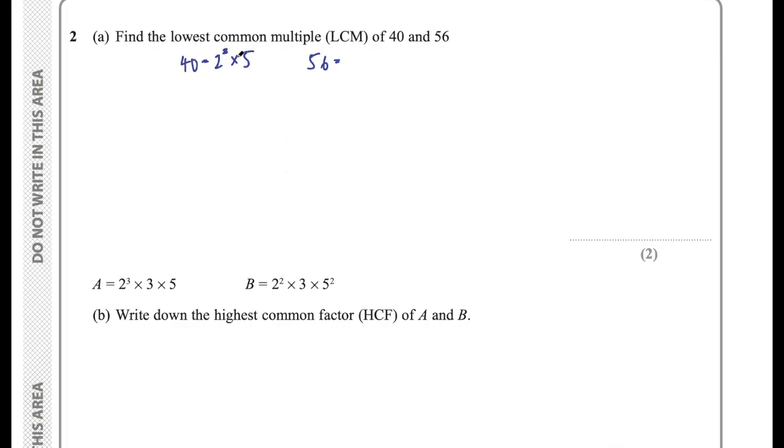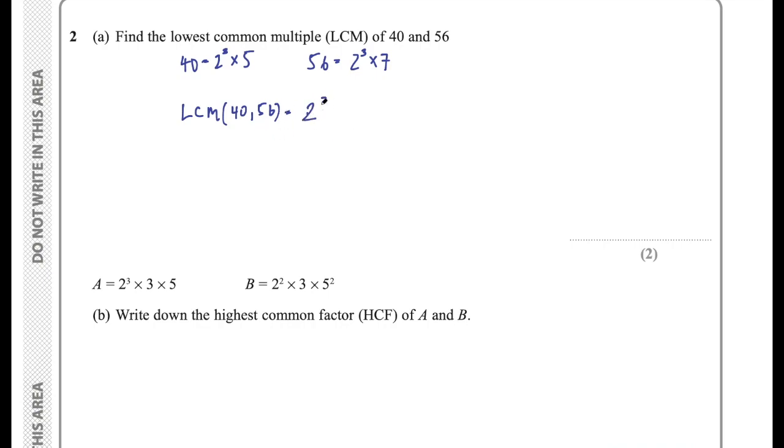So 40 is 2 cubed times 5, 8 times 5, right? 56, we could think of that as 8 times 7, so 2 cubed multiplied by 7. And the lowest common multiple of 40 and 56 is we take the highest power of each prime factor. So 2 to the power 3 is in 40 and 2 to the power 3 is in 56. 3 is the highest power there. Well, it's the same in both. But if we had, say, 2 to the power 4 over here, we would use 2 to the power 4 in the lowest common multiple.